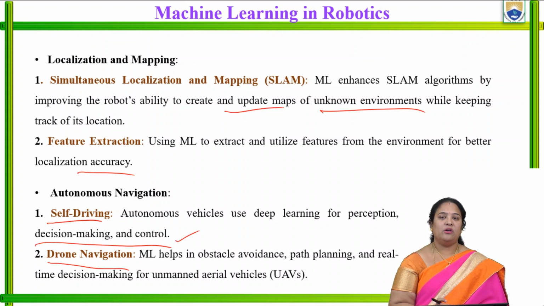Or when we come across drone navigation, drones are generally used nowadays mostly in agriculture fields, right? So when we are imparting the program to that drone, we need to give a program in such a way that it has proper path planning. It should know what the obstacles are and how it can avoid them, and it should act as an aerial vehicle, that is, an unmanned aerial vehicle, right?